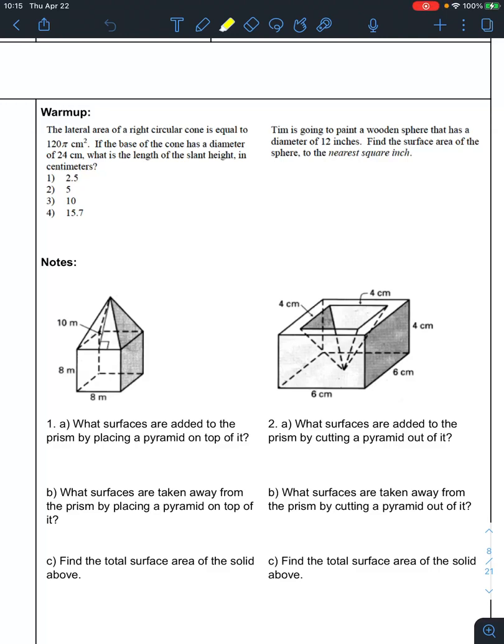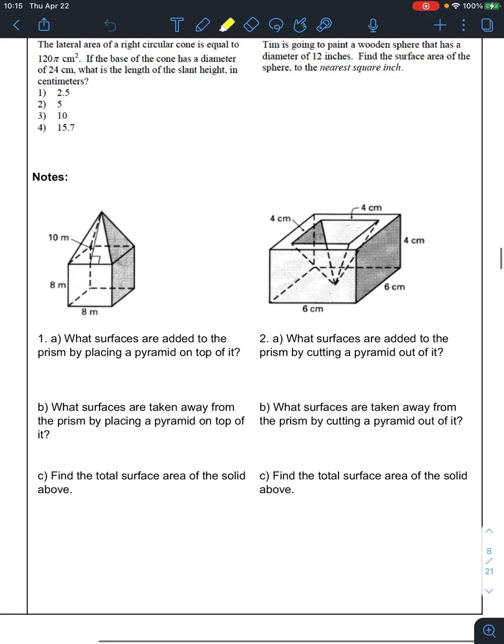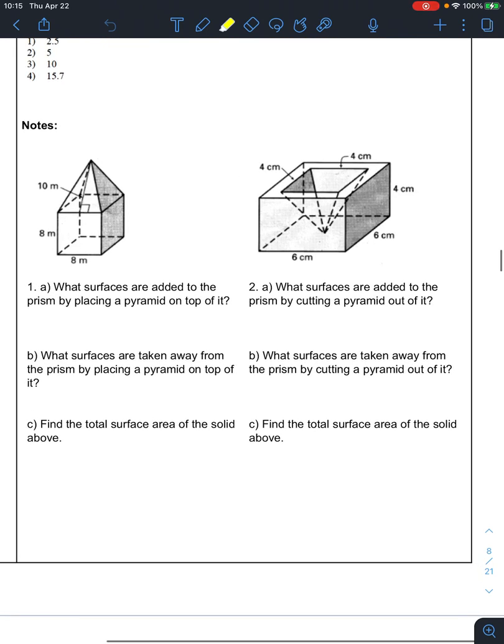Today we're going to take everything that we've done so far with prisms, cylinders, pyramids, cones, and spheres, and we're going to put it together. And we're going to do shapes like you can see here in number 1 and number 2. They're called composite shapes. And so we're going to focus on finding the surface area of composite shapes.